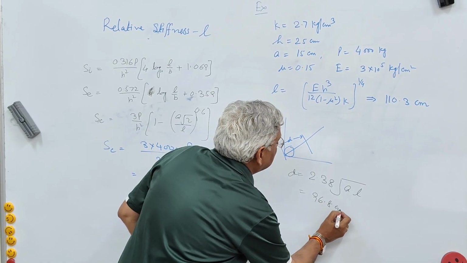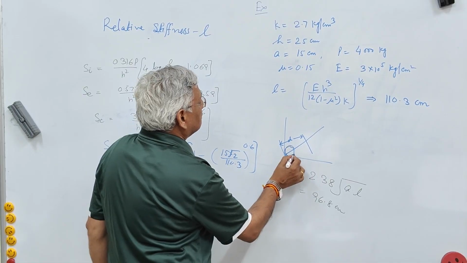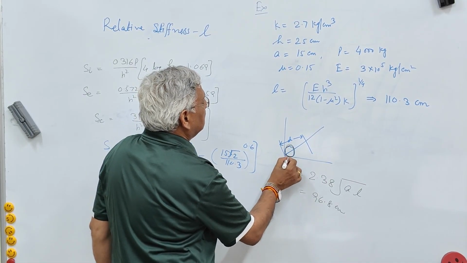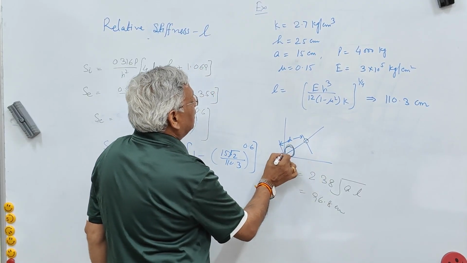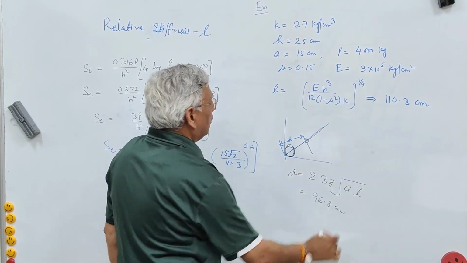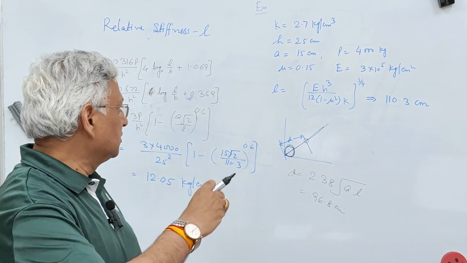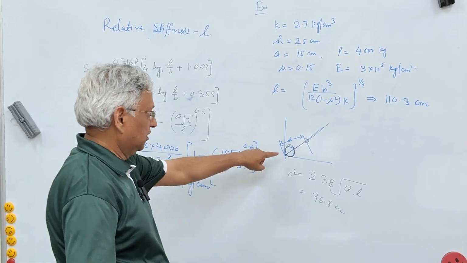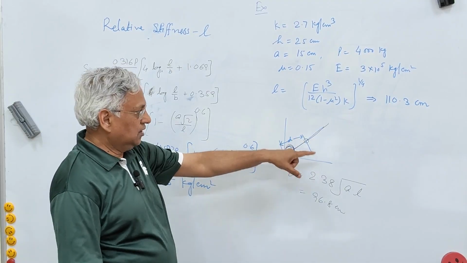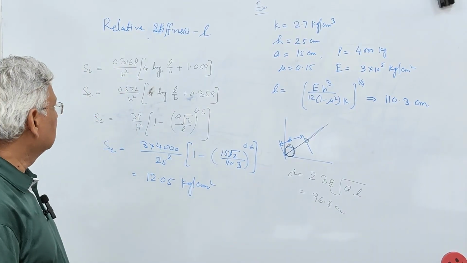96.8 centimeter. So maximum stress because of a load here, load of 4000 kg here, maximum stress will occur here, which is equal to 96.8 from the corner on the diagonal. So if the stress is more than the flexural strength of the concrete, the crack will appear along the diagonals in the transverse direction, perpendicular to diagonal.